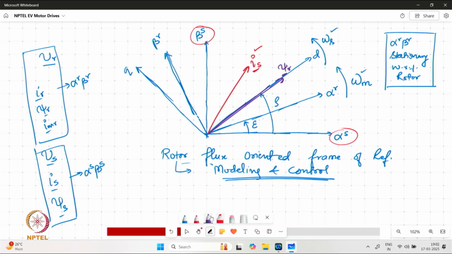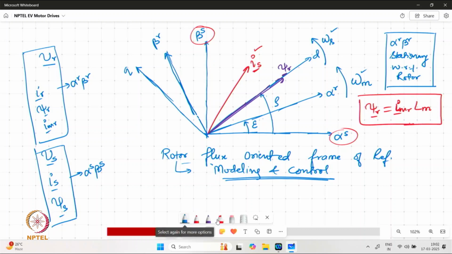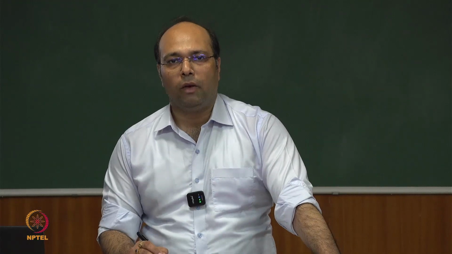Now, because by definition psi r is IMR times LM, IMR is also oriented along the d axis. However, IMR by definition, or naturally, is defined in the alpha r, beta r frame of reference. So these definitions we need to keep in mind while we are dealing with different quantities.